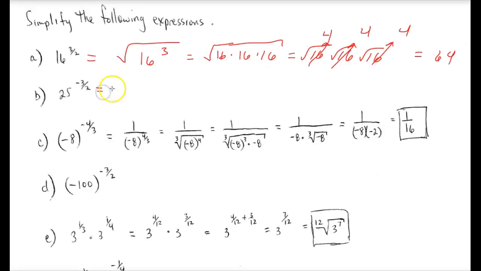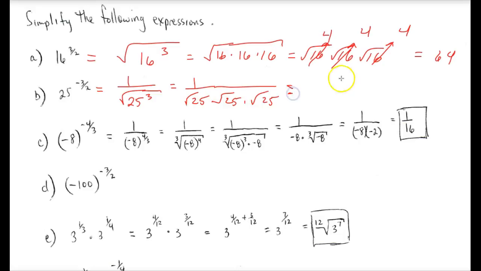For our next example here, we would just say this is 1 over square root of 25 raised to the 3rd power. And so this would be the same as square root of 25 times itself 3 times. So square root of 25 times square root of 25 times square root of 25. And of course, square root of 25 is just 5. So that's the same as saying 1 over 5 times 5 times 5, which is 1 over 125.